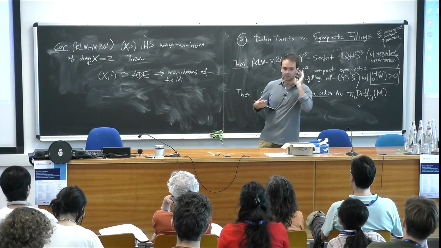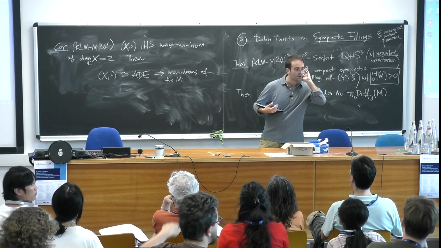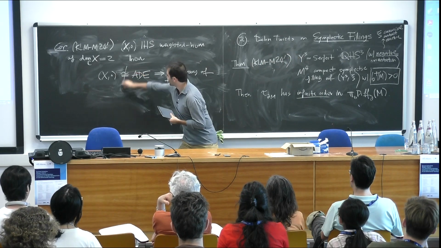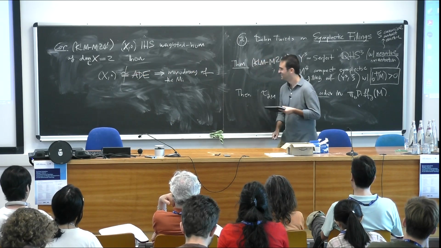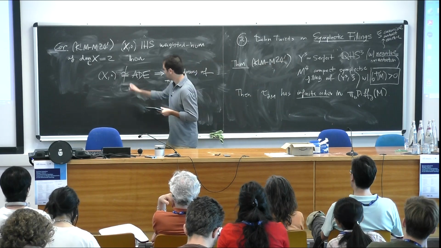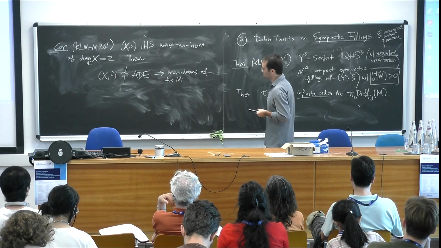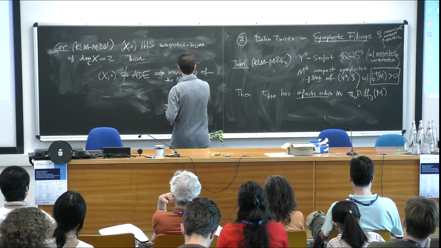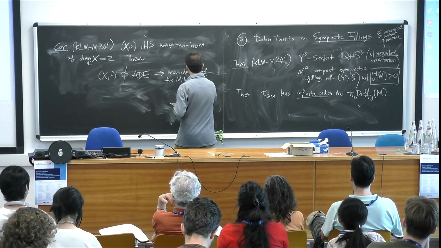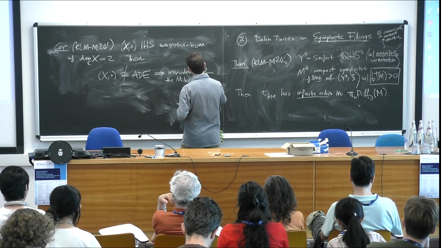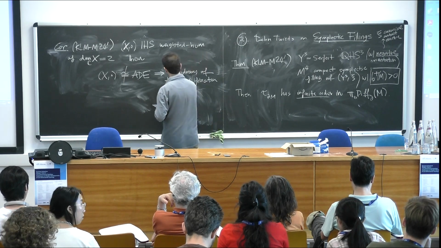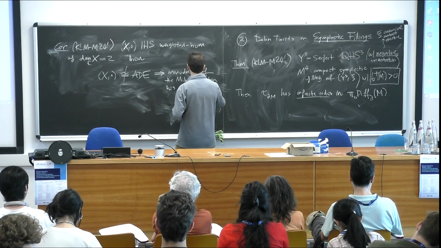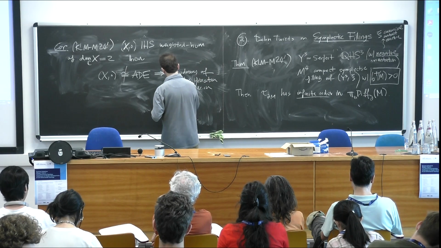Is it equivalent ADE? Oh, thank you. So if X is not isomorphic to an ADE singularity, then the monodromy of the Milnor fibration has infinite order in the mapping class group.